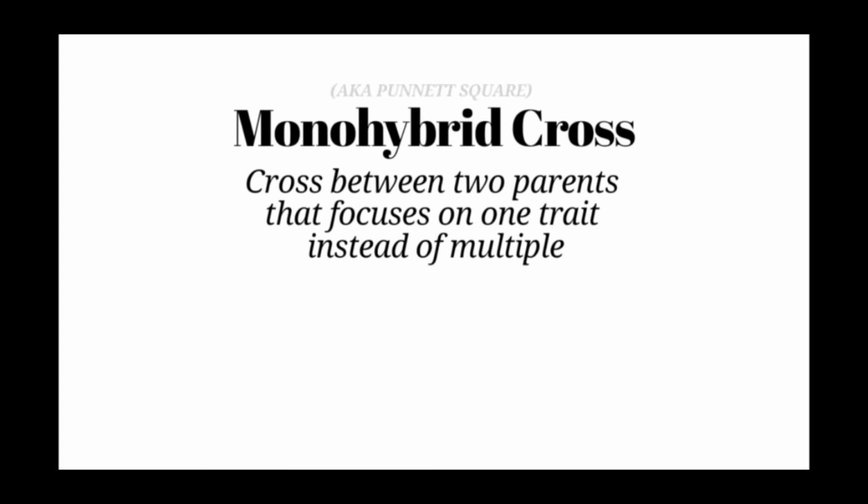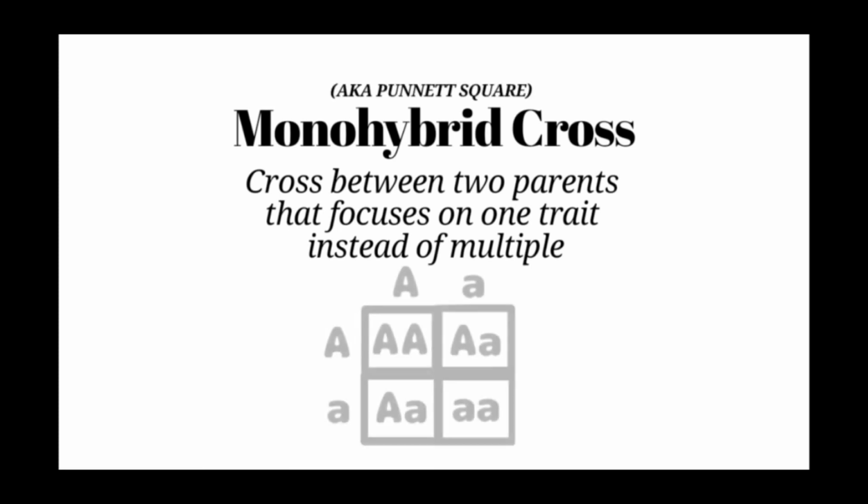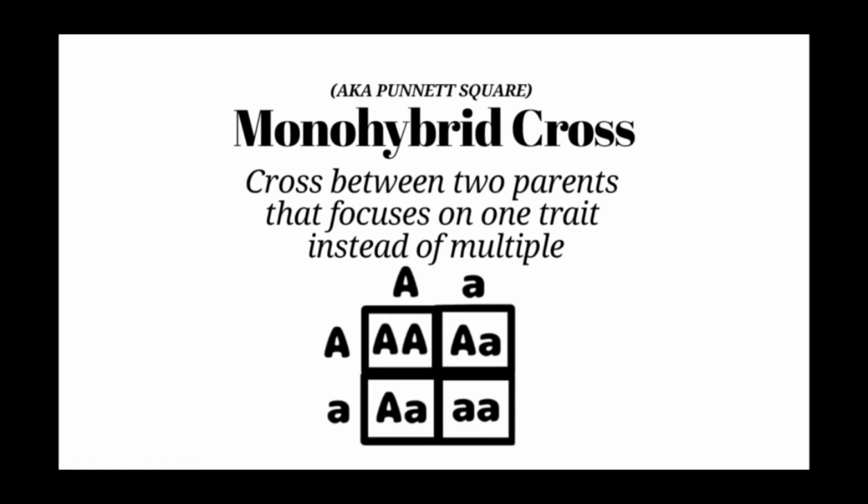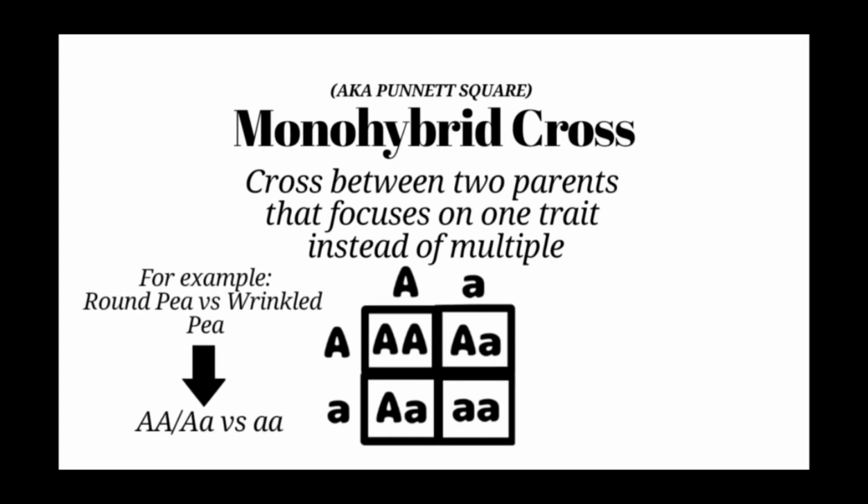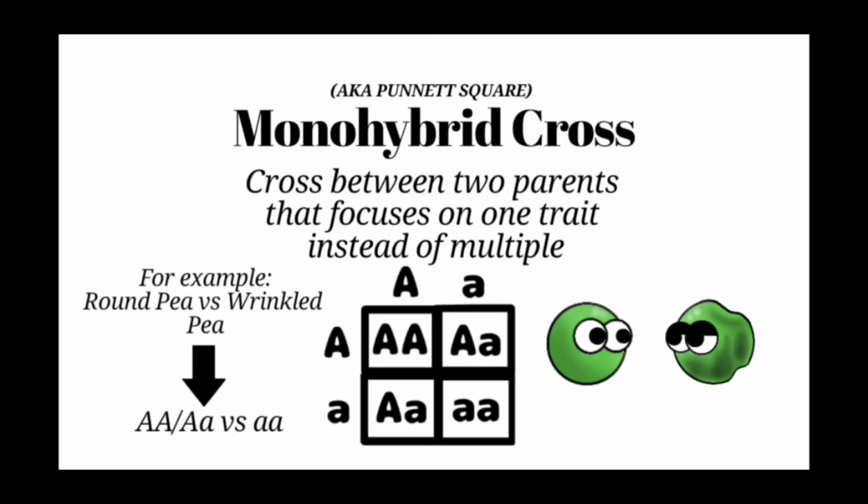It's good to know the genotype and phenotype of an individual since it leads to knowing how to set up a monohybrid cross. A monohybrid cross is a cross between two parents that focuses on one trait instead of multiple, hence the prefix mono, which means one. These crosses help to determine what kind of phenotypic traits the offspring will inherit from their parents.